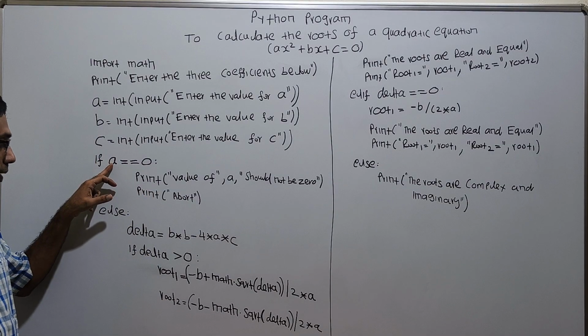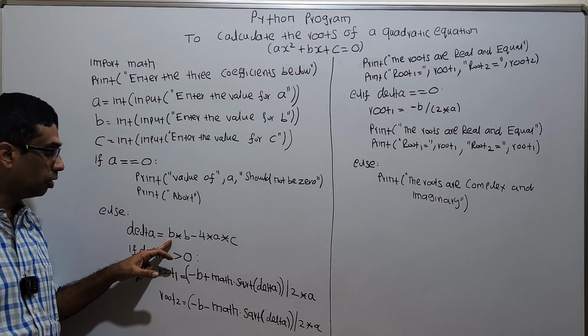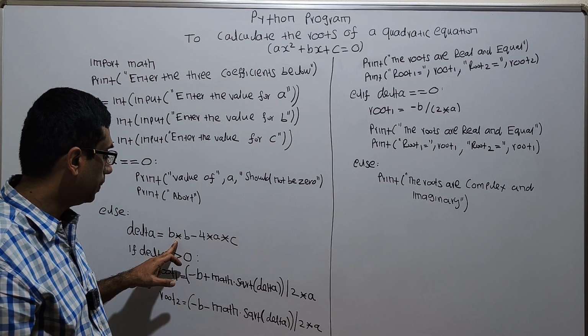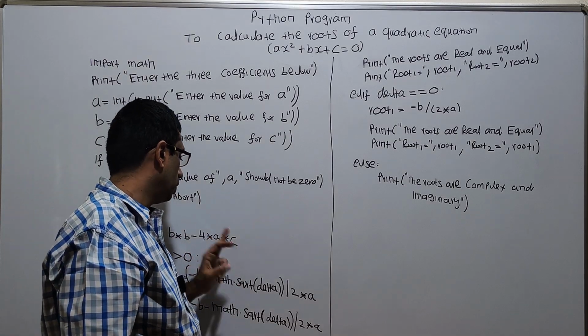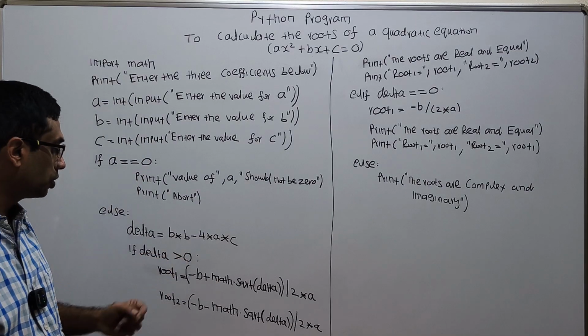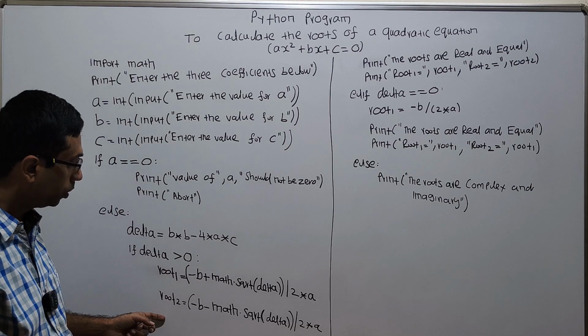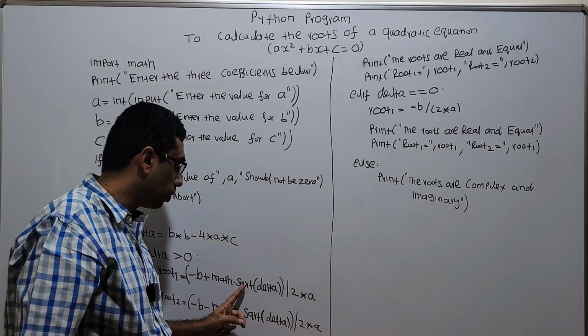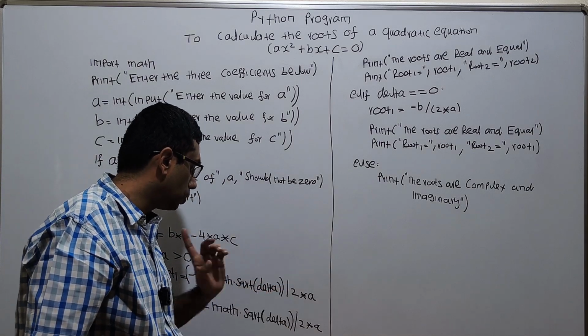Otherwise, a is having a non-zero value. I am calculating delta equal to b square minus 4ac, b star b minus 4 into a into c. I am checking the value of delta greater than 0. In this case, the roots are real and distinct. I am calculating root 1 equal to minus b plus math dot square root of delta on the whole divided by 2 star a.